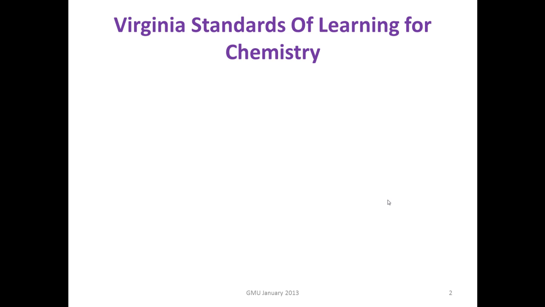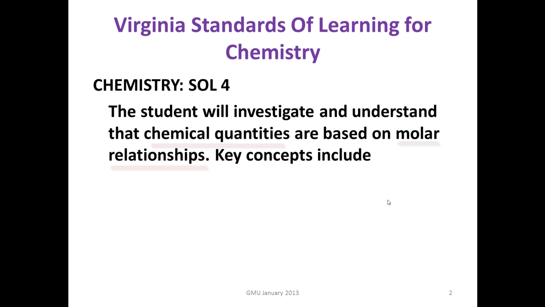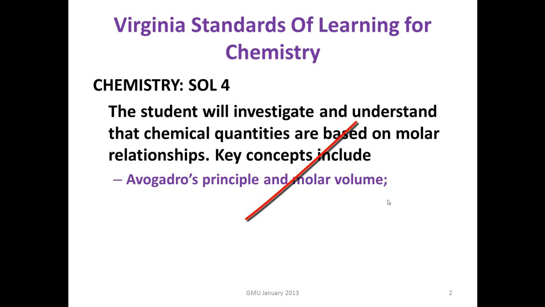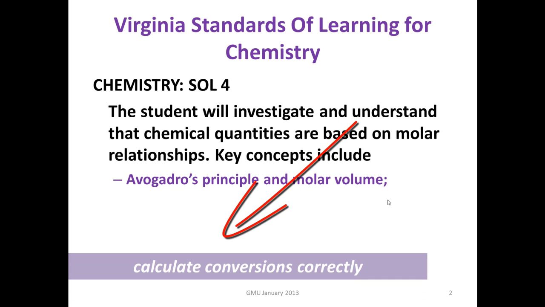In the Virginia Standards of Learning for Chemistry, this is SOL 4, which reads that students will learn about chemical quantities based on molar relationships. The key concept for this module is Avogadro's principle and molar volume. You'll learn about who Avogadro is in the next movie. The way that students show their understanding is by calculating conversions correctly.